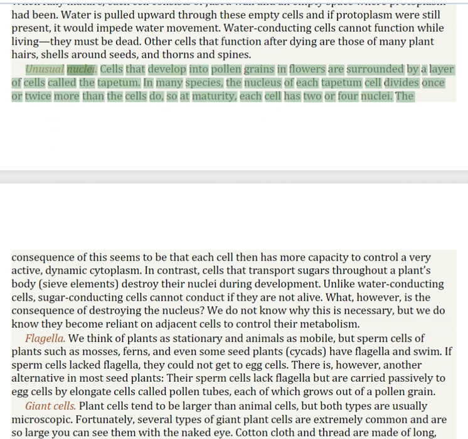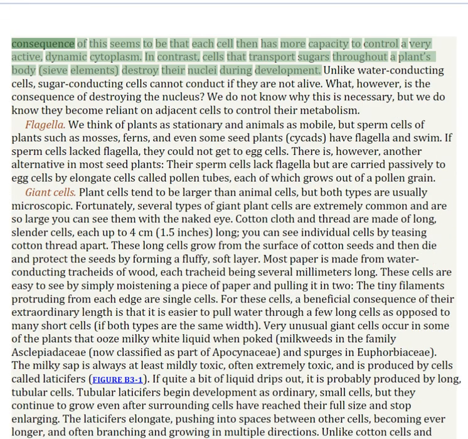Unusual nuclei. Cells that develop into pollen grains in flowers are surrounded by a layer of cells called the tapetum. In many species, the nucleus of each tapetum cell divides once or twice more than the cells do, so at maturity, each cell has 2 or 4 nuclei. The consequence of this seems to be that each cell then has more capacity to control a very active, dynamic cytoplasm. In contrast, cells that transport sugars throughout a plant's body destroy their nuclei during development.